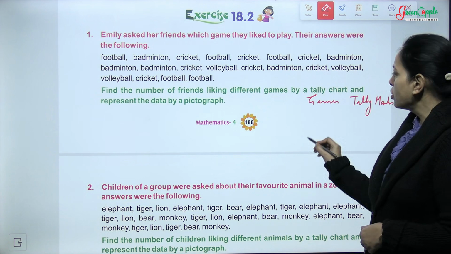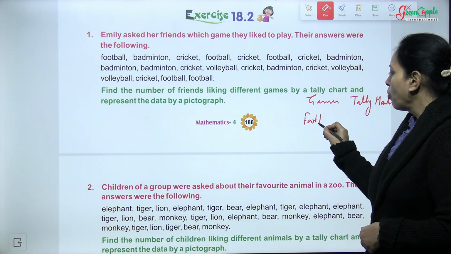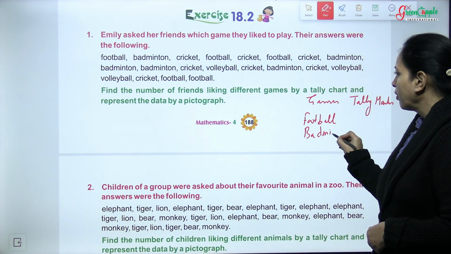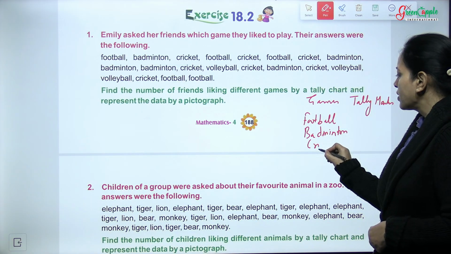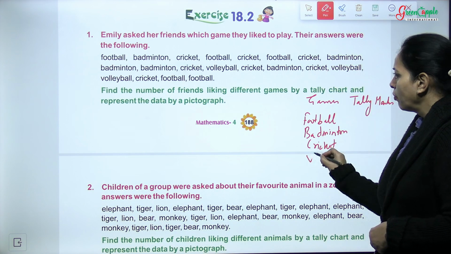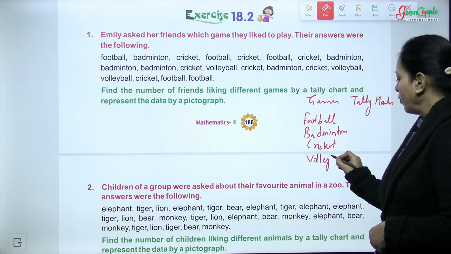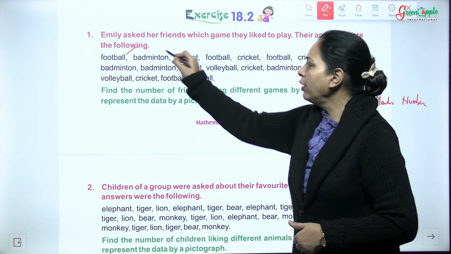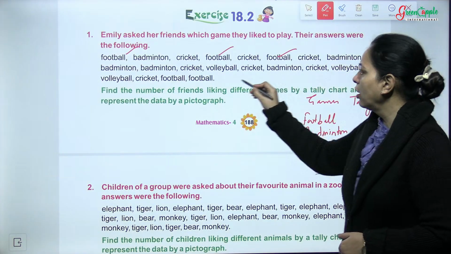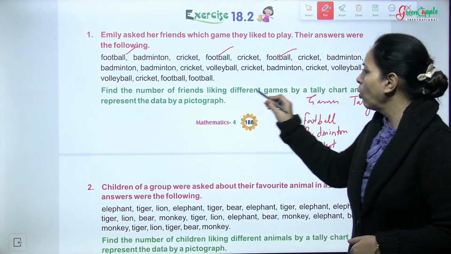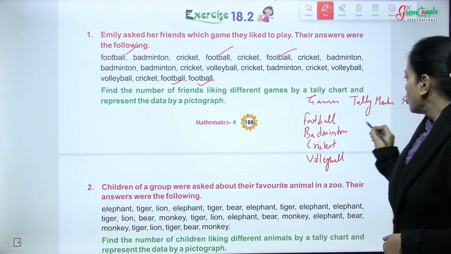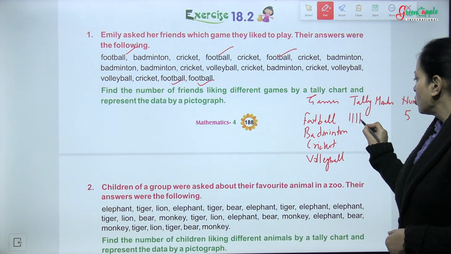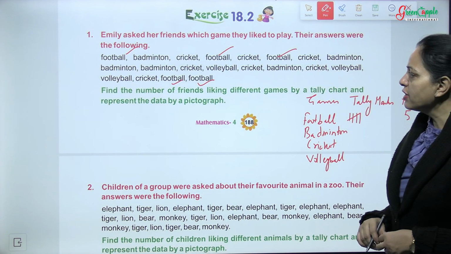Okay, so now first football, write the different games: football, badminton, cricket, volleyball. I think 4 games are given. So now football count 1, 2, 3. Football. 4, 5. So 5 children like football. So write here 5 and draw the tally mark. So one bunch. Then badminton.